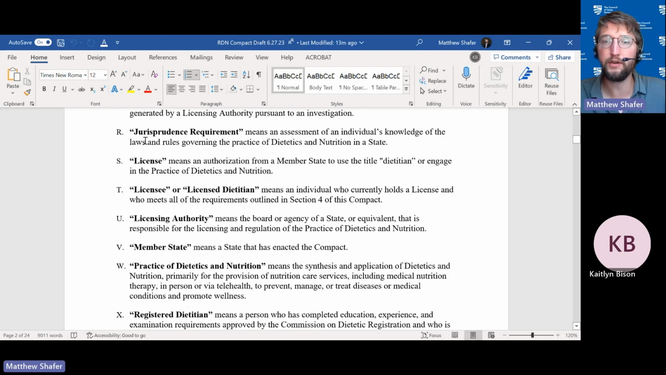So you can see the definition right below: a licensee or licensed dietitian, somebody who currently holds a license and meets all the requirements outlined in Section 4 of the compact, which we'll review shortly.